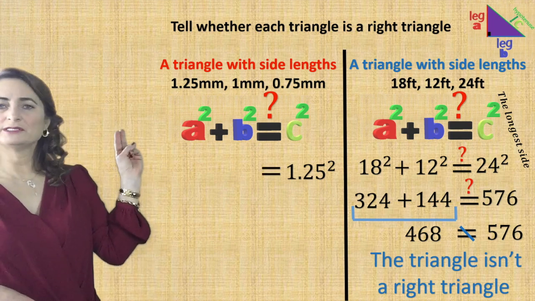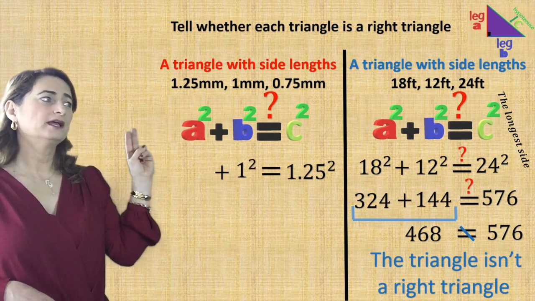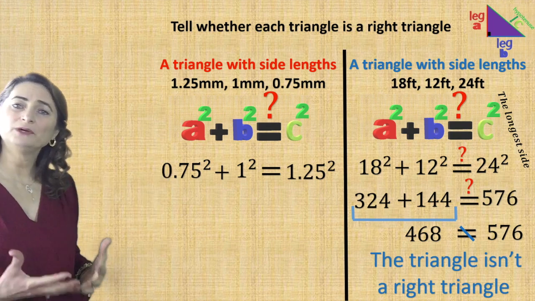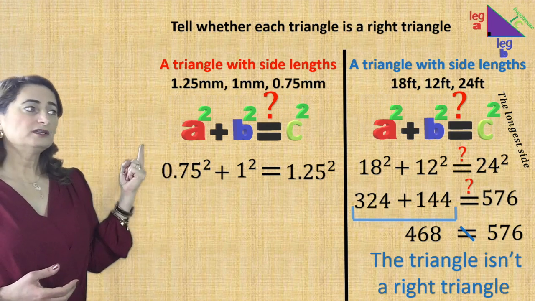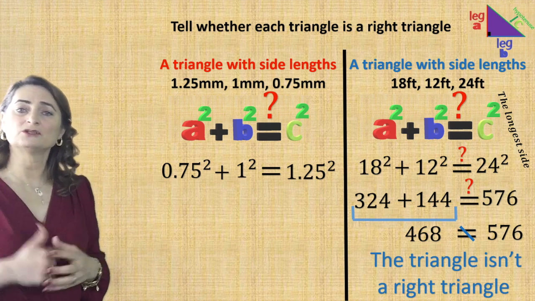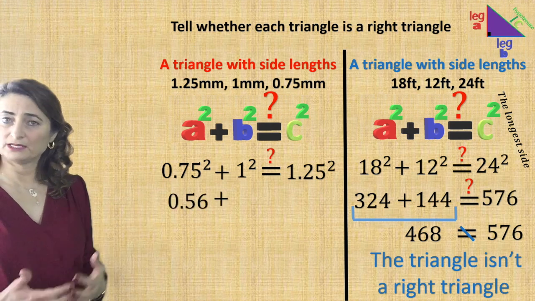Now, it doesn't matter which one is A, which one is B. So I would say B is 1 squared plus A is 0.75, but you need to square it. Now evaluate those numbers. 0.75 squared means multiply the number by itself, 0.75 times 0.75, which gives you 0.56. Bring the plus sign.